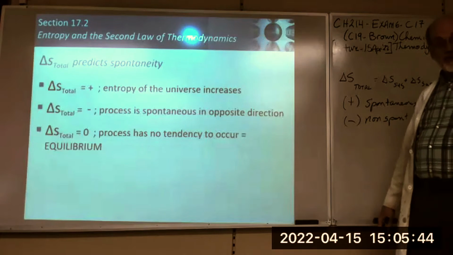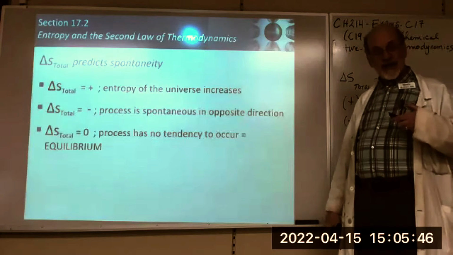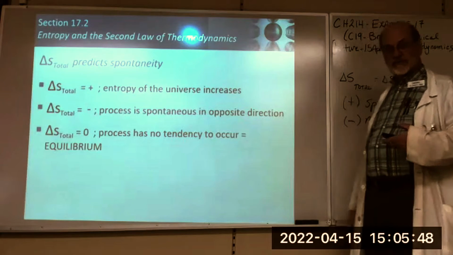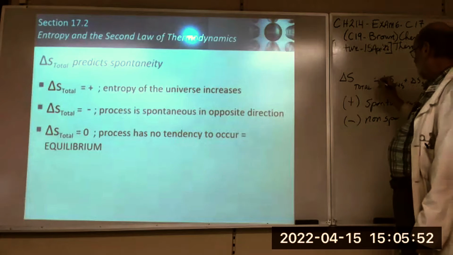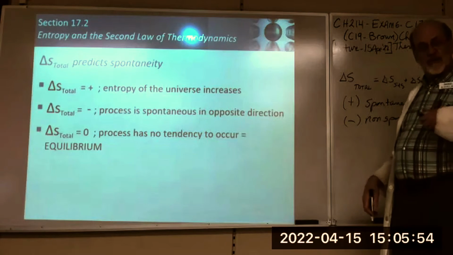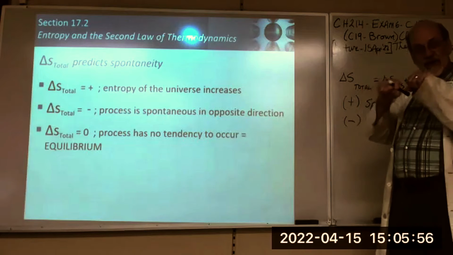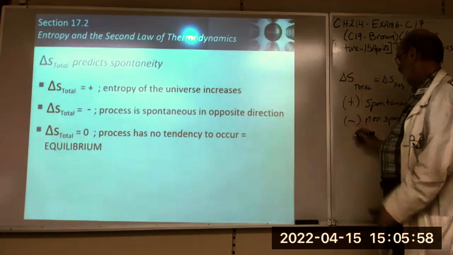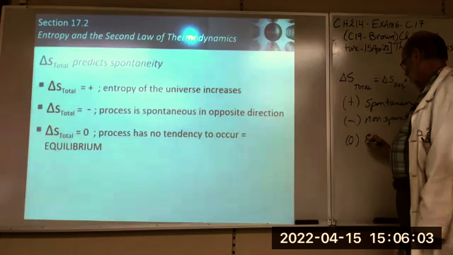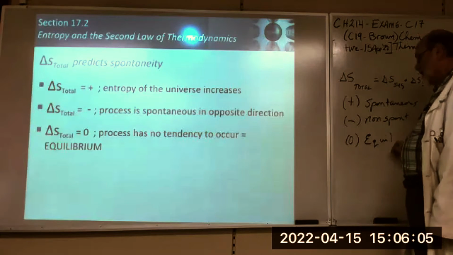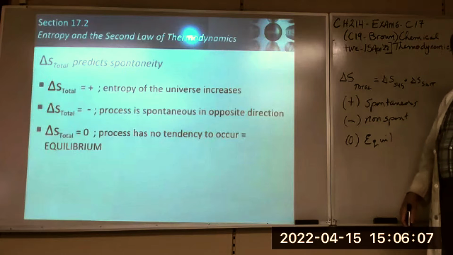There's another case we haven't looked at yet. What if delta S is 0? We add these together, and maybe one of them is negative and one of them is positive, but they're equal in magnitude. They cancel each other out, and this is 0. So if delta S is 0, we're at equilibrium.